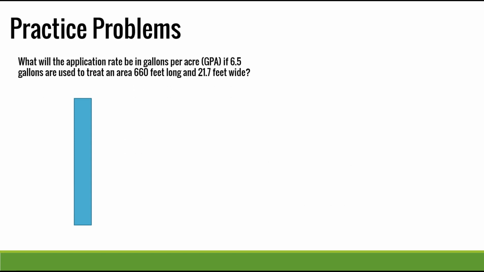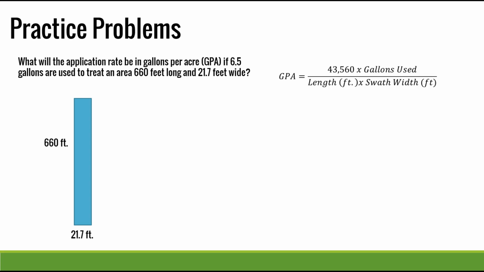What would the application rate be in gallons per acre if 6.5 gallons are used to treat an area 660 feet long by 21.7 feet wide? Looking at the formula for calculating gallons per acre, we take 43,560 multiplied by the gallons used, in this case 6.5, divided by the length in feet, 660 feet, times the swath width, 21.7 feet. Here it is all set up.